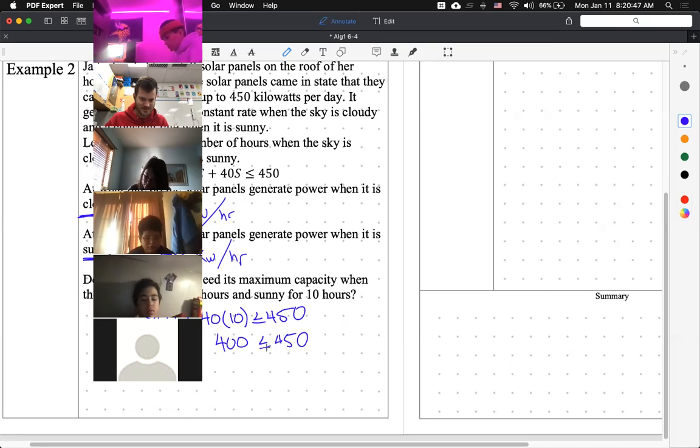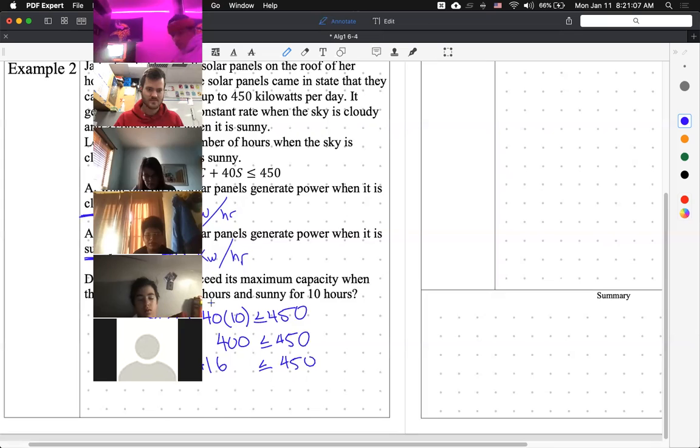You can keep going. These are easy problems, right? So it's still going to be less than or equal to 450. What number do we have on the left-hand side? 416. And what conclusion can you draw? The solar panels do not exceed their maximum capacity.